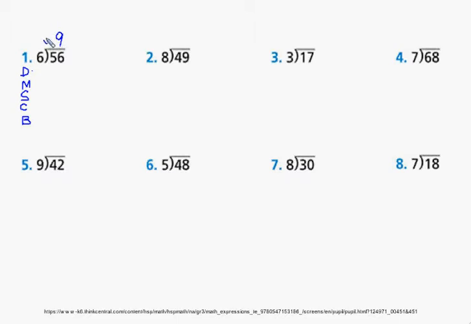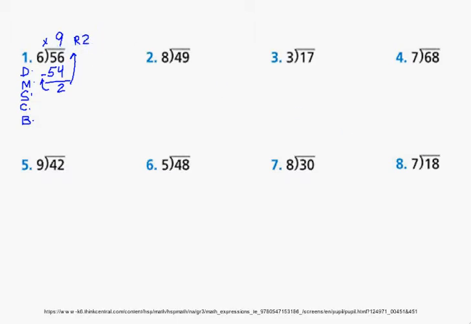6 times 9 is 54. Now we subtract. 56 minus 54 is 2. Our next step is to check. Is 2 less than 6? Absolutely. That tells us that we did this division part up here correctly. Next, there's nothing left to bring down, so we bring up this number as a remainder. Our answer is 9 with a remainder of 2. 9 with 2 left over.